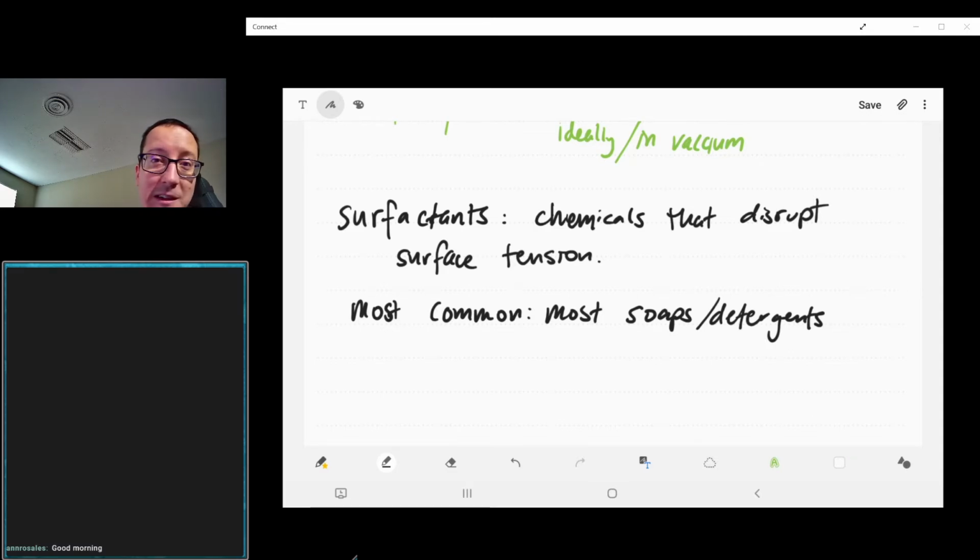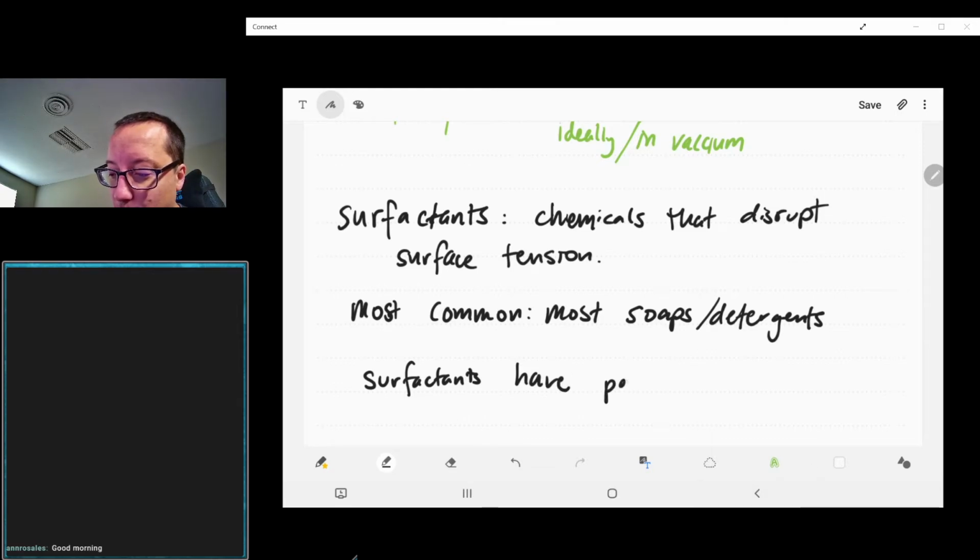It's also important in your body. Your lungs will constantly have to release a surfactant so that they can maintain their nice alveoli shape. But that's biology. You can learn about that when you take physio. So, but important stuff here. Surfactants typically have polar bits and non-polar bits.